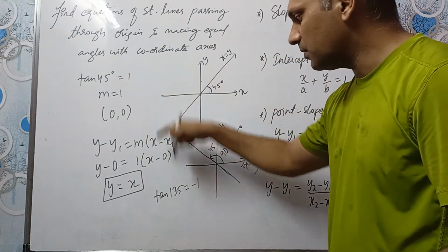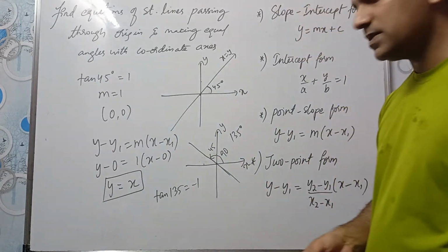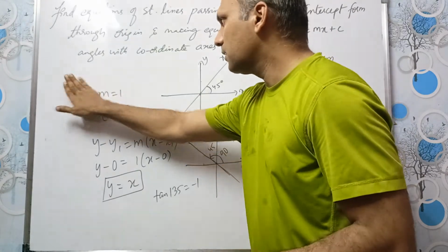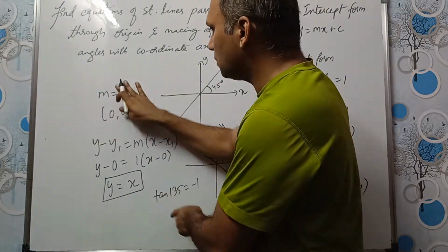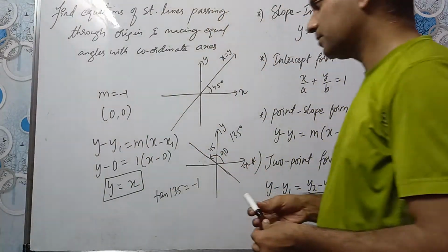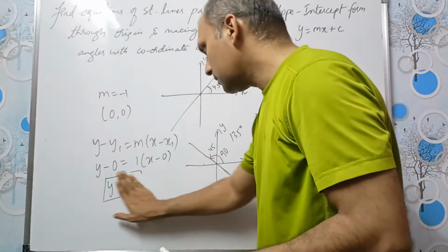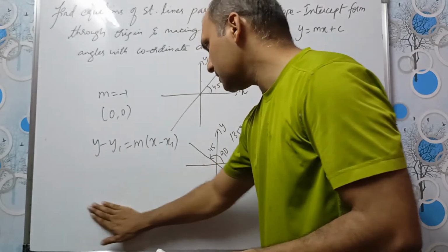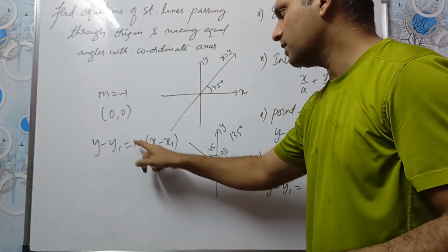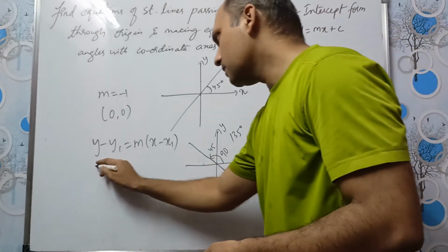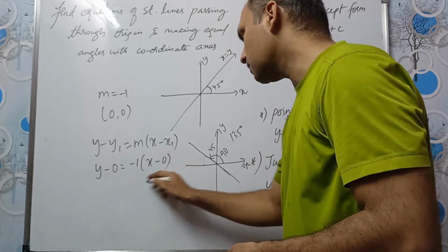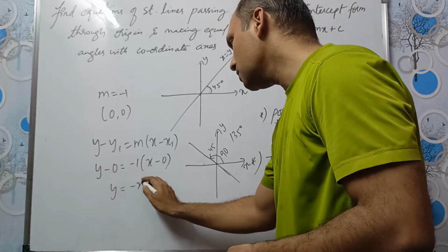In the previous problem we did this, right? Tan 135 is minus 1. So now the slope is minus 1. Okay, let us write it here. Slope is minus 1 and the line is passing through origin again. So let us substitute m is equal to minus 1 and x1, y1 as 0, 0 in this. So y minus 0 is equal to minus 1, x minus 0. So we have y is equal to minus x.